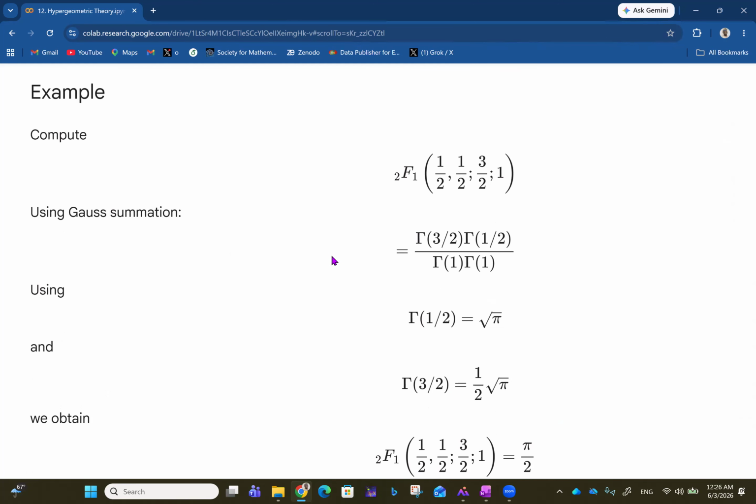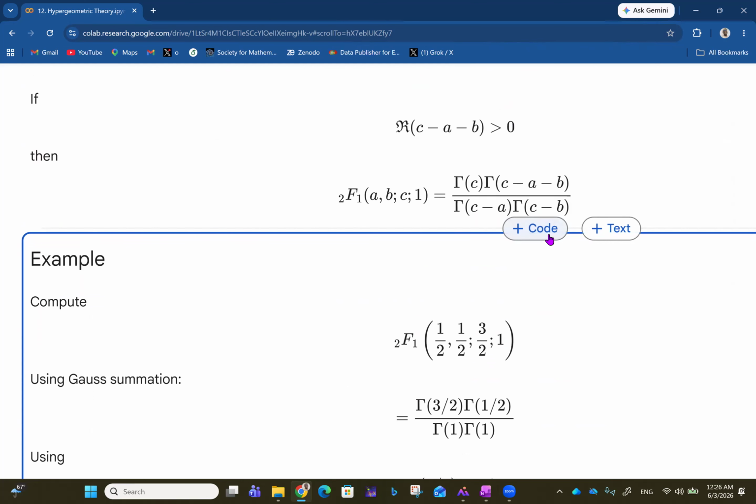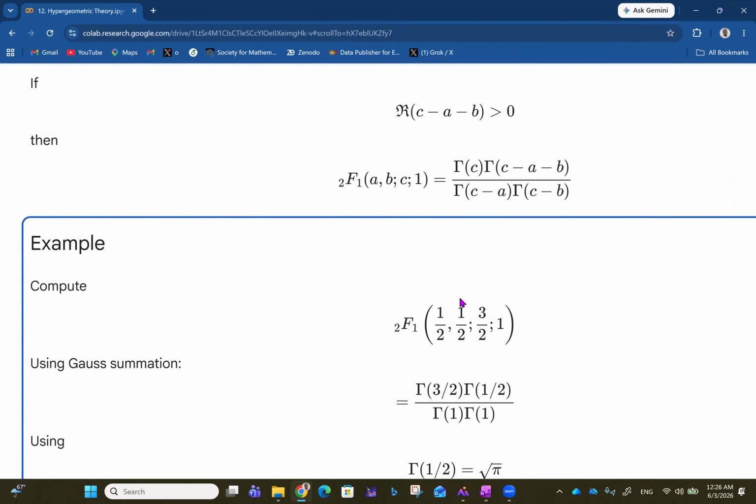So using the Gauss summation, we know that to just be gamma 3/2, gamma 1/2, all over gamma 1 multiplied by gamma 1. That's using this particular expression now. So C, that's gamma C, that's gamma 3/2. C minus A minus B, that is 3/2 minus 1/2 minus 1/2. So that's 3/2 minus 1 in short, which is 1/2. And then C minus A, that's 3/2 minus 1/2, that'll be 1 each here. So this is the Gauss summation formula being referred to.